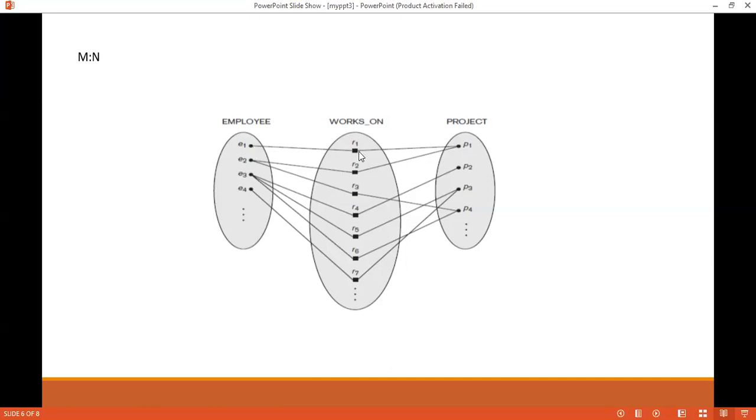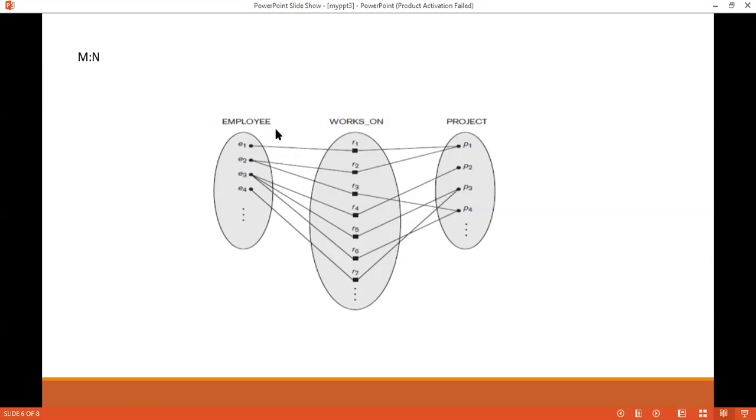One employee can work on many projects, and one project can be handled by many employees. It is 100% true. So this side it is N, and this side also it is N. We define it as an M:N relationship type. This side also it is more than one, that is, multiple projects.